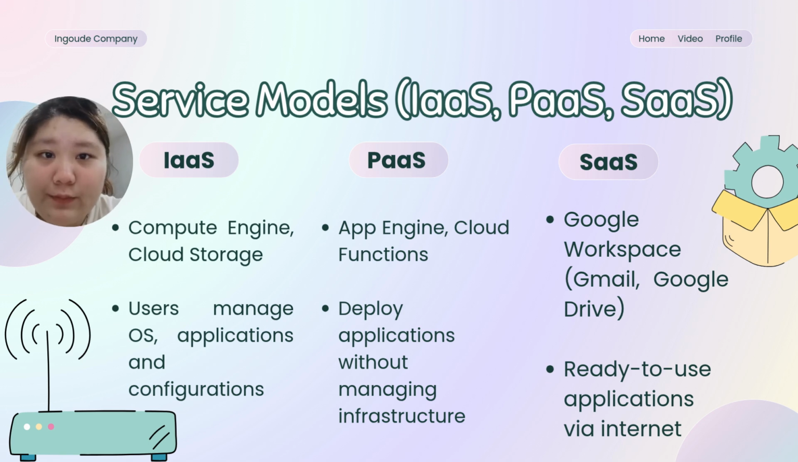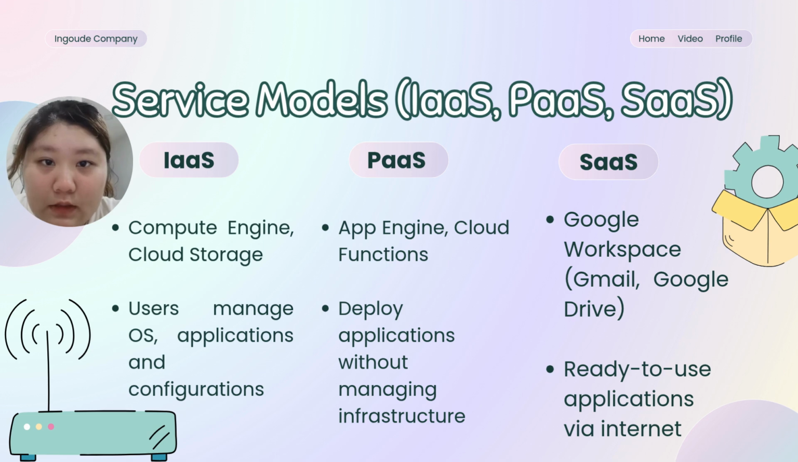Google Cloud Platform provides service under three main cloud service models, which are IaaS, PaaS, and SaaS. The first model is Infrastructure as a Service, or IaaS. Examples include Compute Engine and Cloud Storage. Under this model, users are responsible for managing the operating system, application, and configuration.